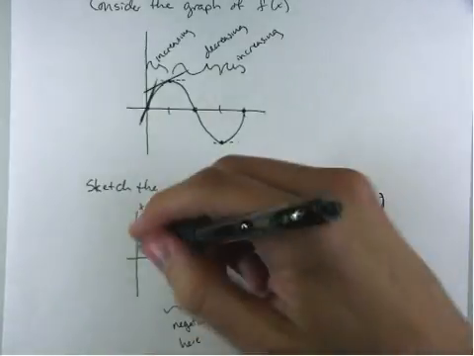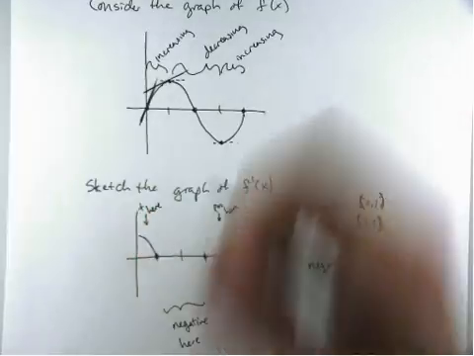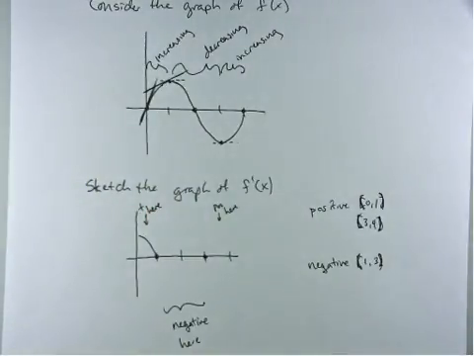I'm thinking that it's probably something like this. I'm just sketching. I'm expecting them to be going from bigger to smaller. And I know that at 1, it's going to be 0.